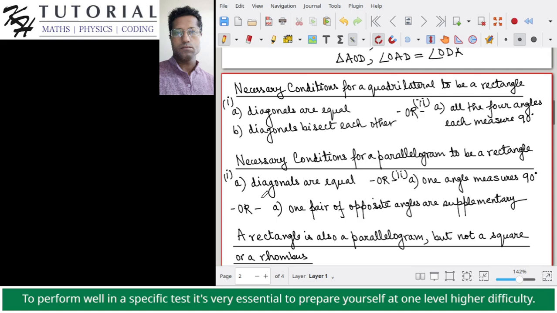And the third possibility is that if in a parallelogram you see that one pair of opposite angles are supplementary.